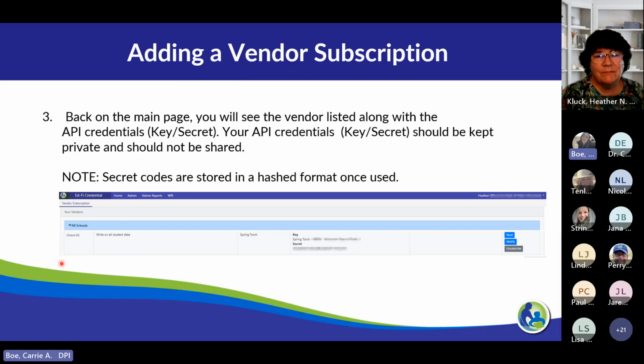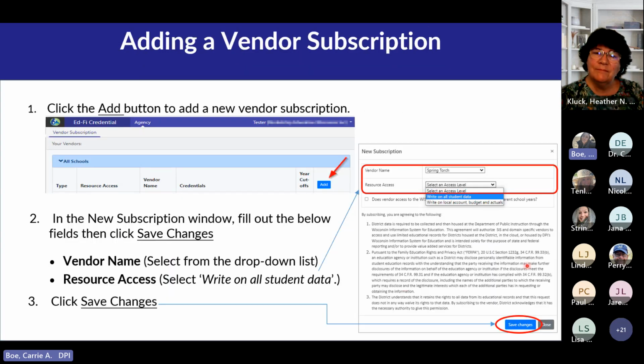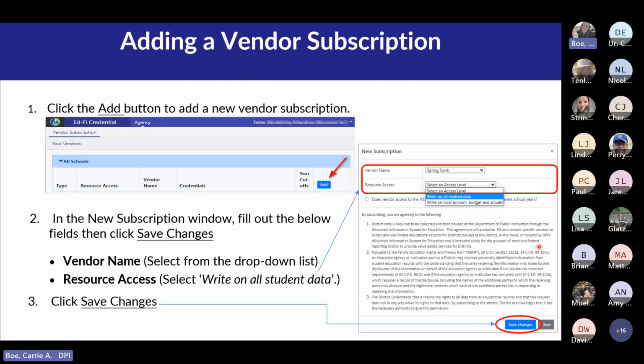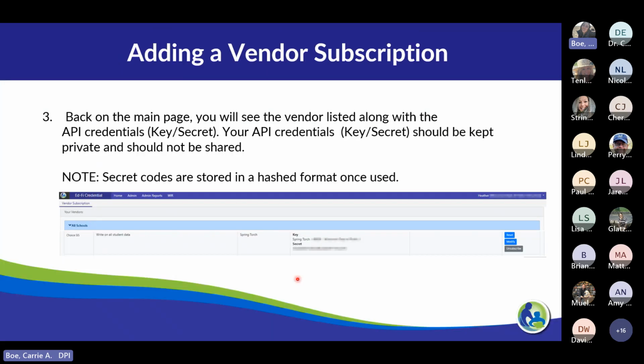When you set up this key and secret, your vendor is going to get an email. So when your vendor is listed and you select this and choose their resource access, this will prompt an email to go to your vendor to let them know that your school has established a key and secret within EdFi credential. Do not email the key and secret to your vendor. Again, do not email these credentials to your vendor. Email is not a secure resource to be exchanging information.